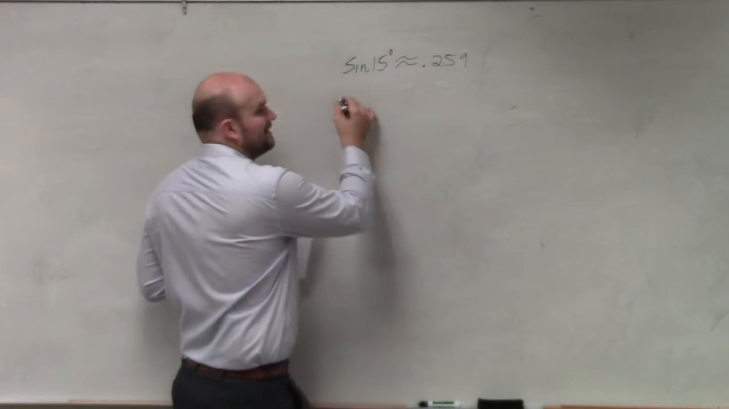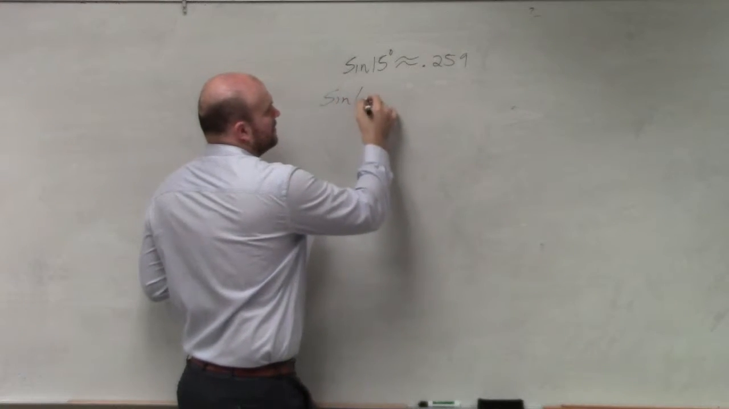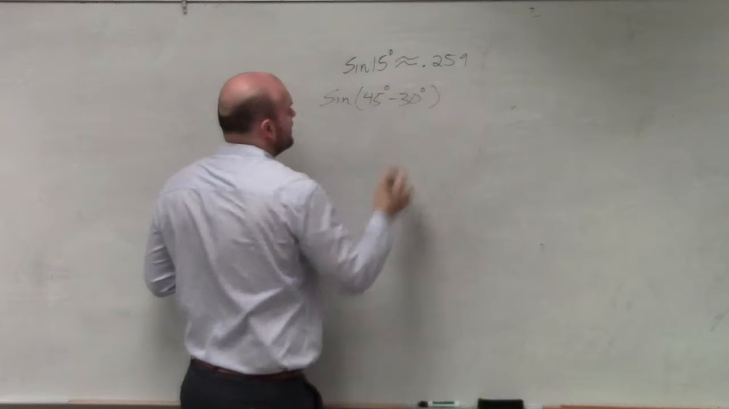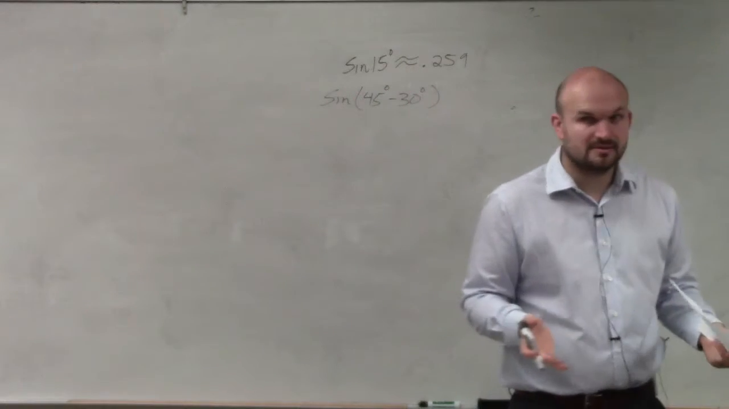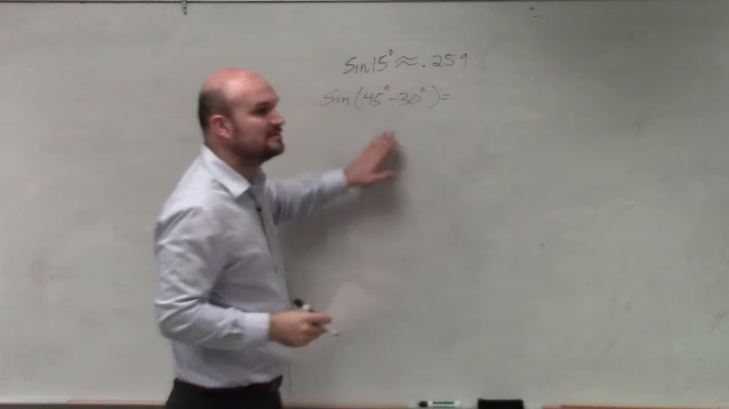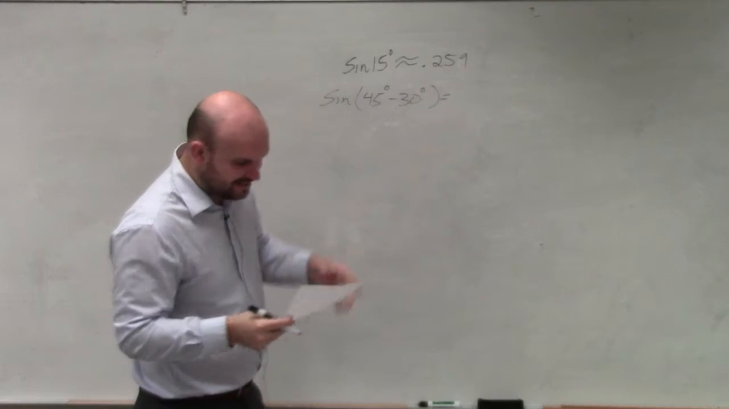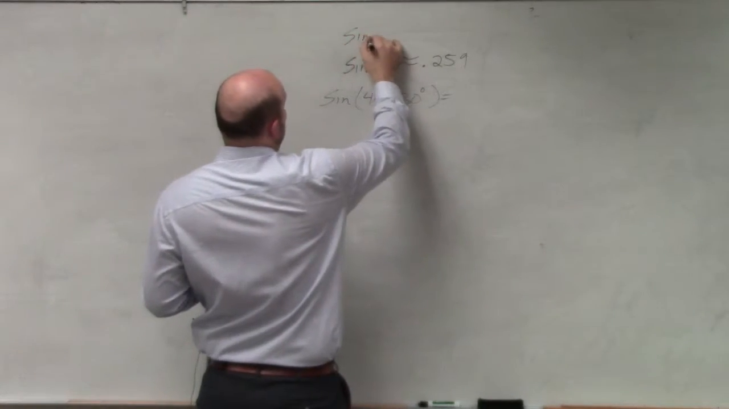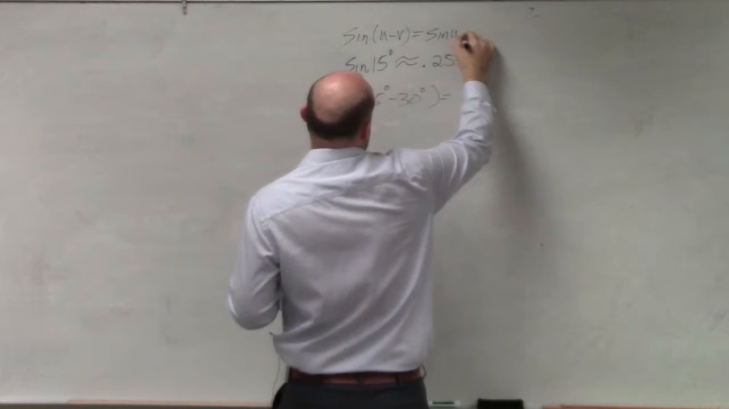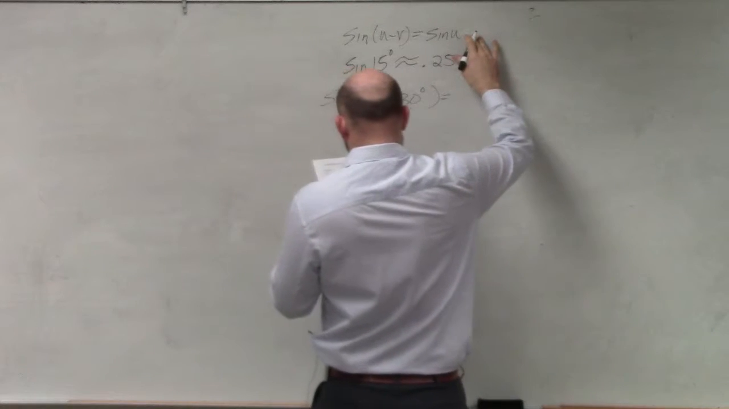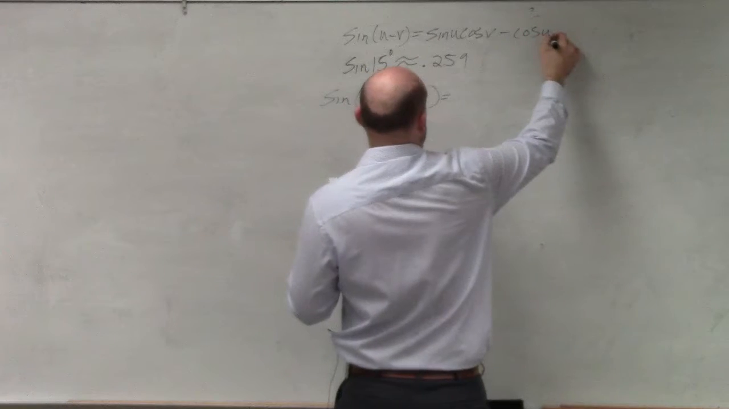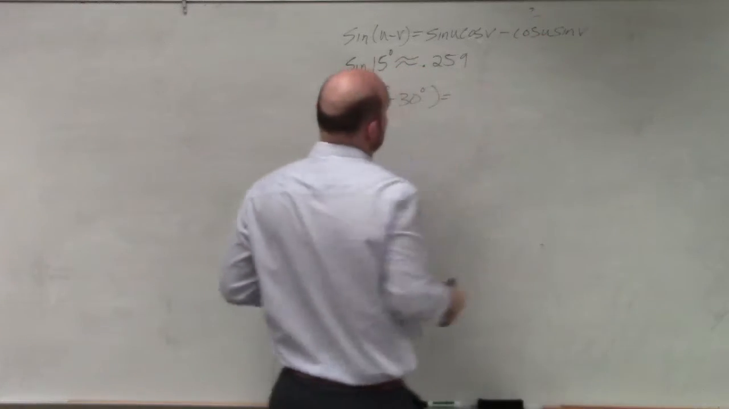So if you think about this, if we were to look at 45 degrees minus 30 degrees, is that the same thing as sine of 15 degrees? Yes. Based on my difference formula for sine, I'll type it in here. If I have the sine of u minus v, that's equal to sine of u times the cosine of v minus cosine of u times the sine of v.